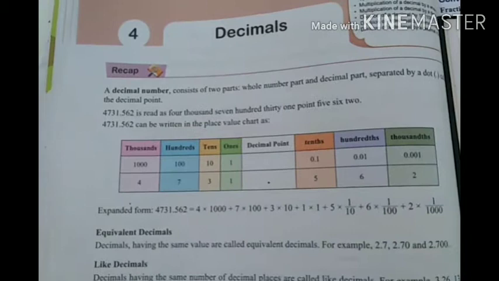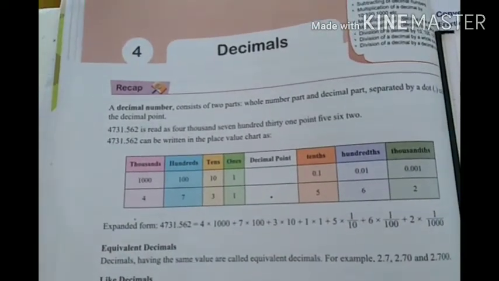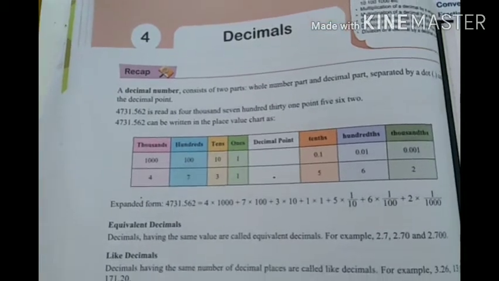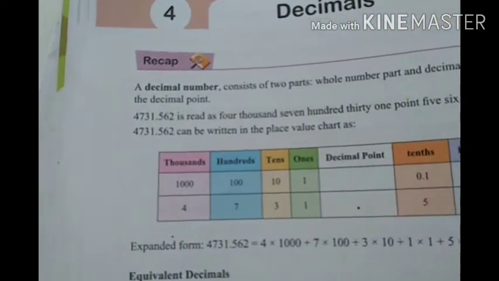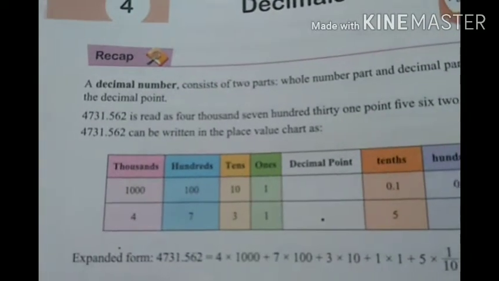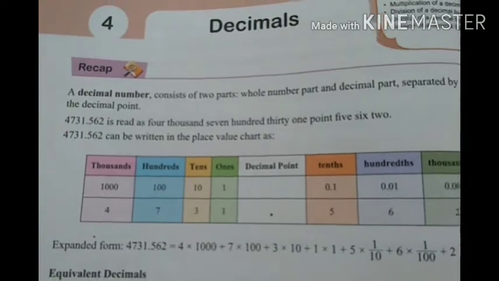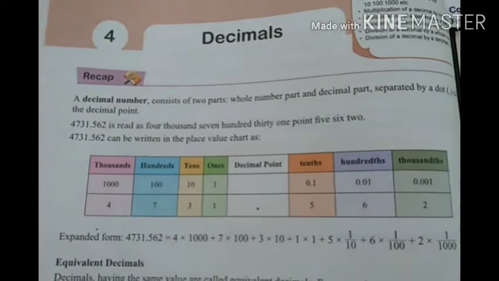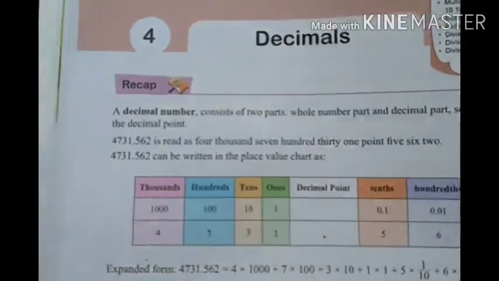Today I am going to teach you about decimals, chapter number 4. What do you mean by decimal number? A decimal number consists of two parts, whole number part and decimal part, separated by a dot, called the decimal point.